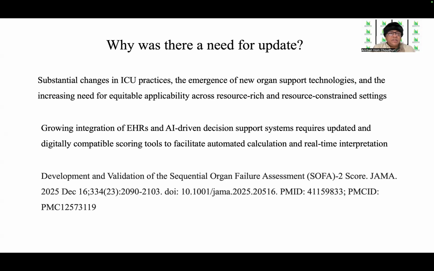And then there was growing integration of electronic health records and AI-driven decision support systems, which, as you all know, has significantly risen in the last 3 to 5 years. So that requires updated and digitally compatible scoring tools to facilitate automated calculation and real-time interpretation. So this was also another felt necessity for which an updated version of SOFA was expected to be useful, and therefore this development and validation of the SOFA 2 score came out in JAMA on 16 December 2025.